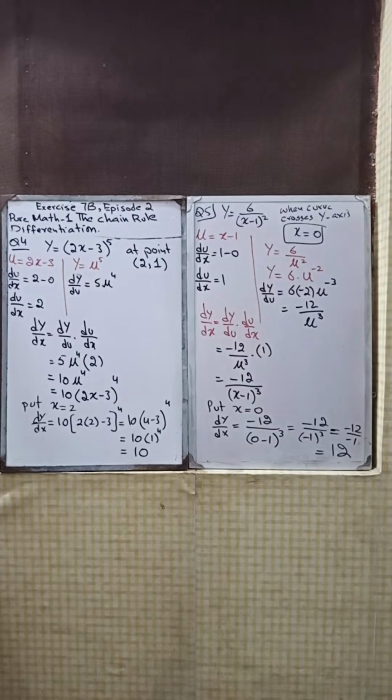They say when the curve crosses the y-axis, find the gradient. When something crosses the y-axis, the x is 0. So we found the derivative, and in the place of x, we substituted 0, and we found that the gradient of this curve will be 12, positive 12. So this is how you will do question number 5. So we are solving exercise 7b from our course book for the AS Pure Mathematics 1.